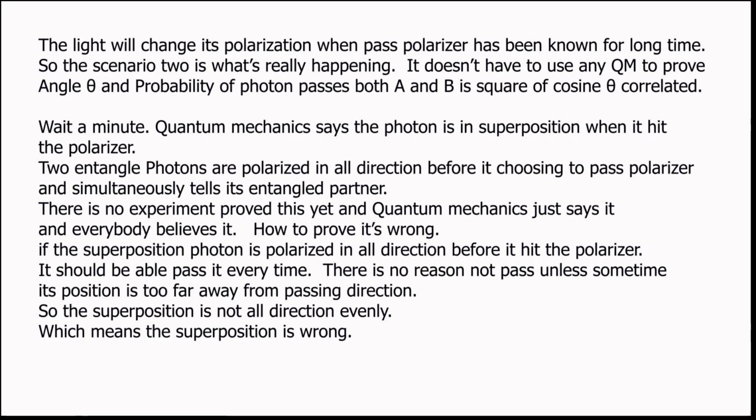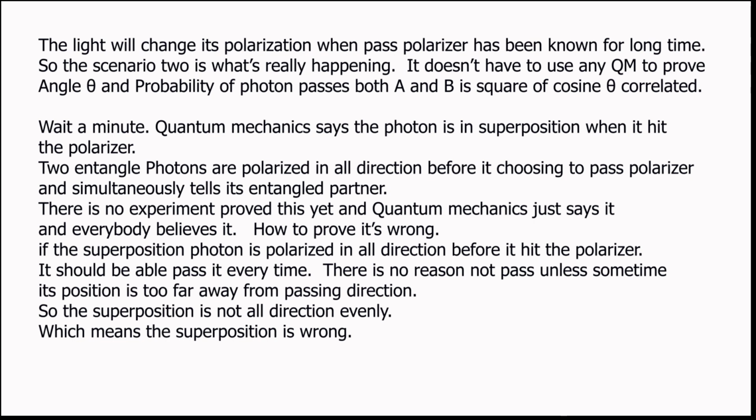That light changes its polarization when passing a polarizer has been known for a long time. So scenario 2 is what's really happening. It doesn't have to use any quantum mechanics theory to prove that angle theta and the probability of a photon passing both A and B are correlated by the square of cosine theta.